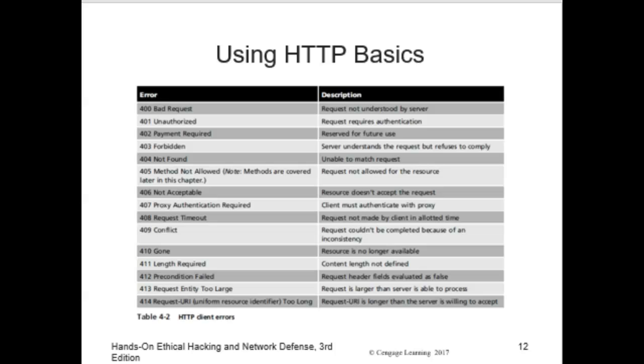So these are some common return codes. These are client error codes, the 400 series. 400 would be a bad request, so the request was not understood by the server. Again, these are client error codes. 401 is you're unauthorized, 404 is not found, 406 not acceptable. So the resource doesn't accept that you're sending to, the server doesn't accept your request.